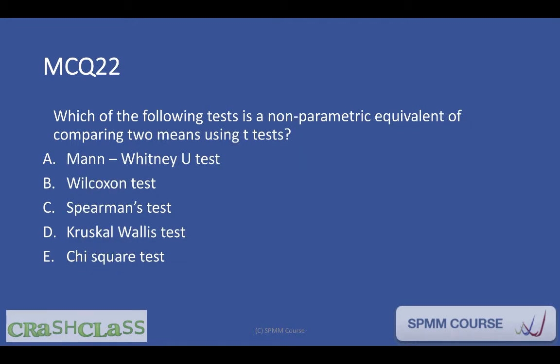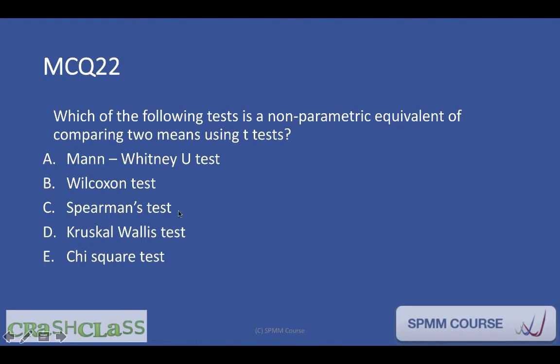Which of the following tests is a non-parametric equivalent of comparing two means using t-tests? Now we have two groups, two means being compared. They're not telling us whether it's an unpaired or paired t-test, but let's see what is given here. We have the Mann-Whitney U-test. We don't have the rank sum. We have the Wilcoxon test written here. We don't have any other option that is non-parametric. Chi-square is not applicable. Kruskal-Wallis is for non-parametric ANOVA.